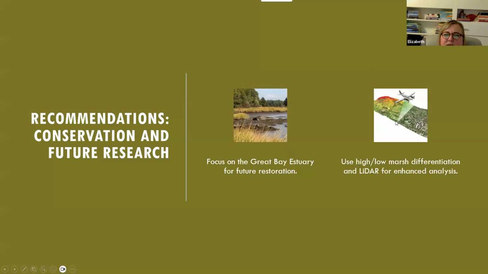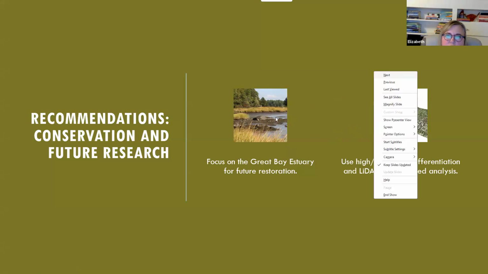So recommendations, I would love to look at this under LiDAR, especially along the seacoast. It's all pretty close to being, well, sea level, but there are definitely some little areas that would be interesting to look at. And then instead of the seacoast, I think it would be better to focus on the Great Bay Estuary, which I will show you.